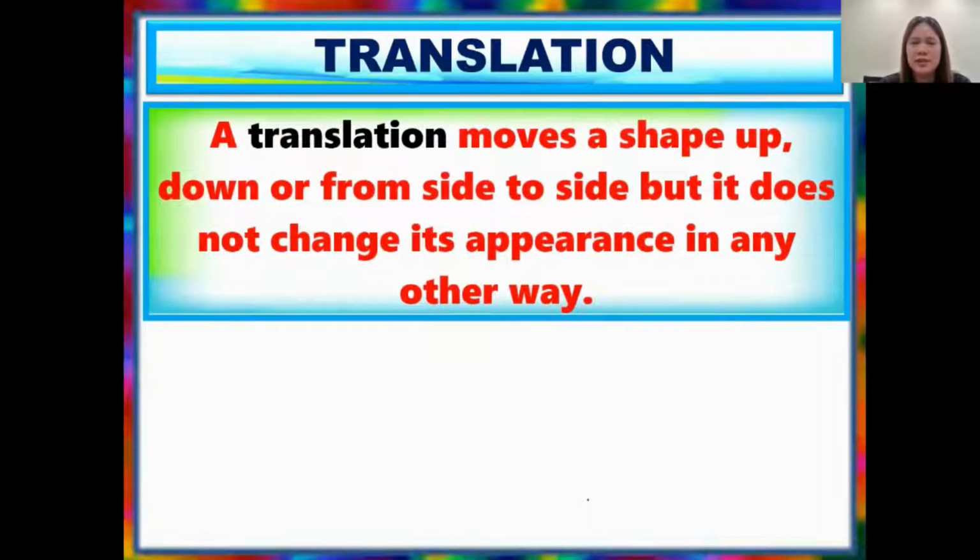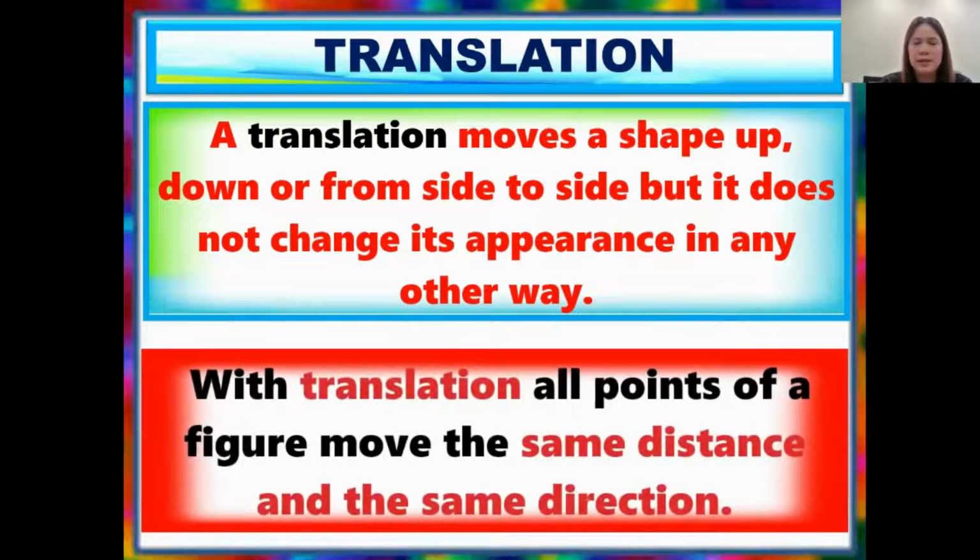Translation? A translation moves a shape up, down, or from side to side, but it does not change its appearance in any other way. So you have to remember, it's just moving it to the left, to the right, up and down, but it doesn't change the shape. It should be the same shape. With translation, all points of a figure move the same distance and the same direction. So take note of that.